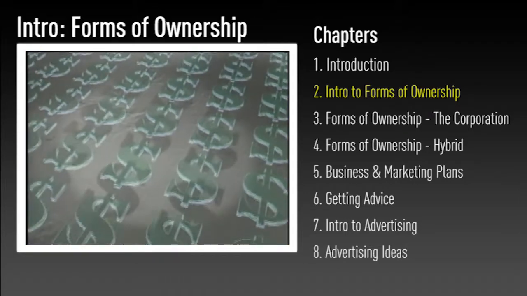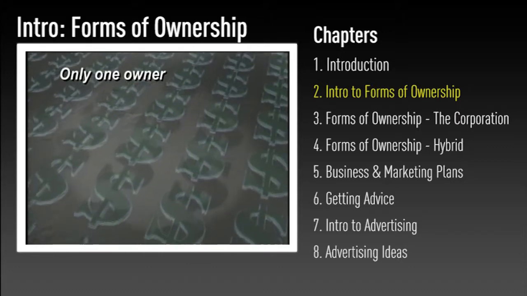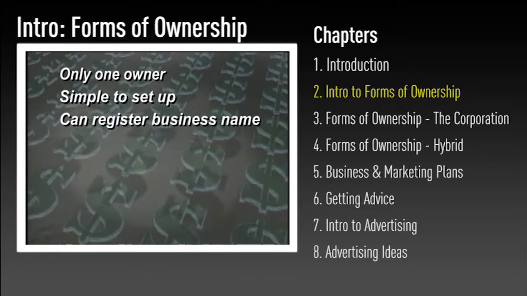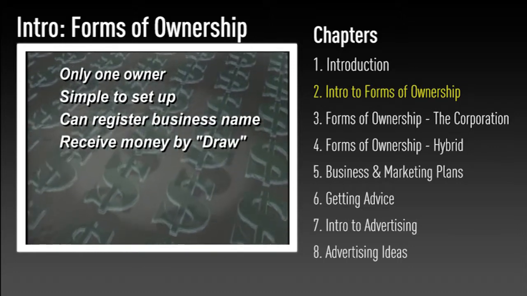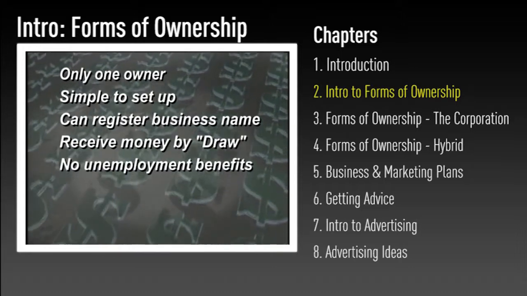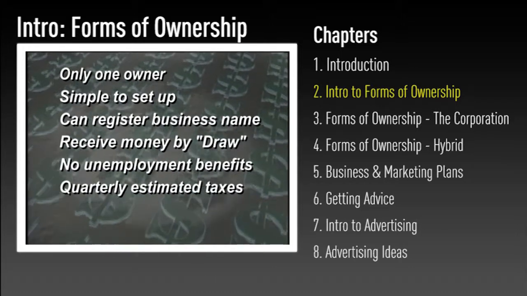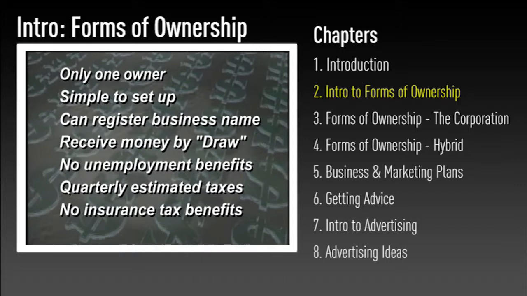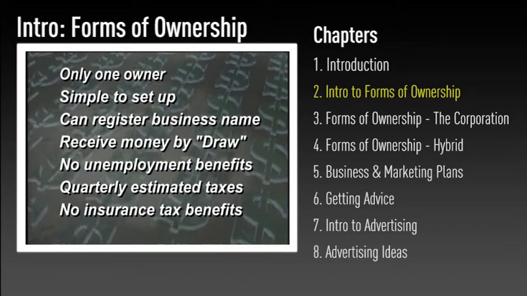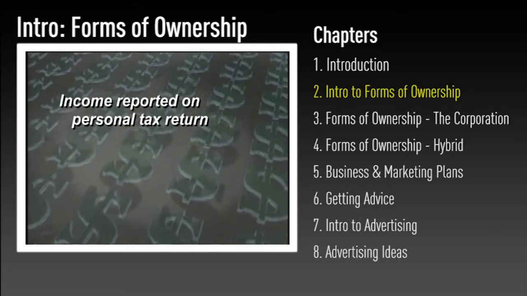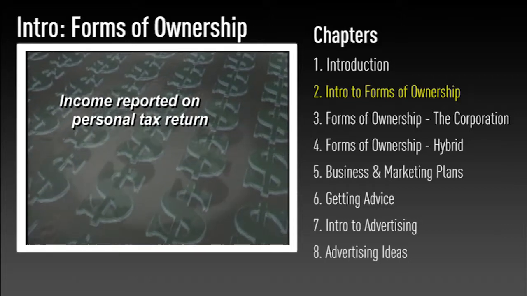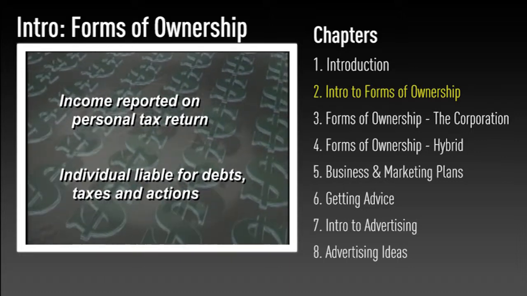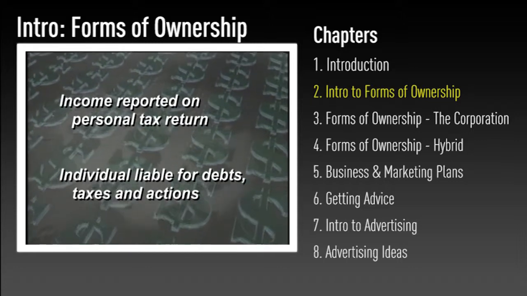To review the characteristics of a sole proprietorship, there is only one owner. It's very simple to set up. You can do business under a trade name. You receive money by taking a draw from the company. There are no unemployment benefits. Sole proprietors pay quarterly estimated taxes. There are no tax benefits for health, life, or disability insurance premiums. Your income is reported on your personal tax return through Schedule C. And finally, the sole proprietor is completely and personally liable for all debts, taxes, and actions.